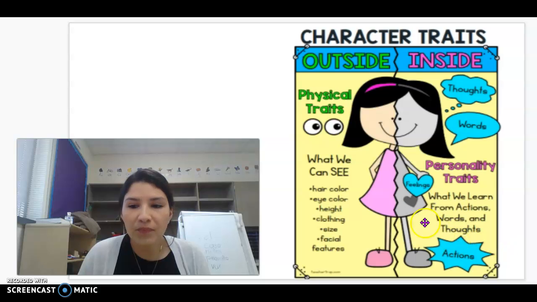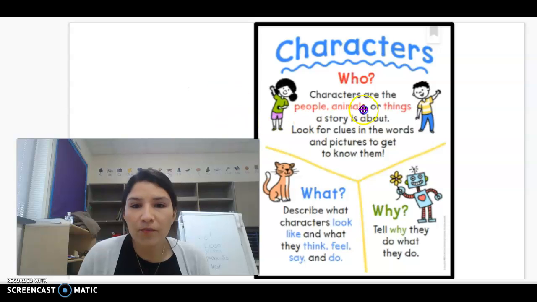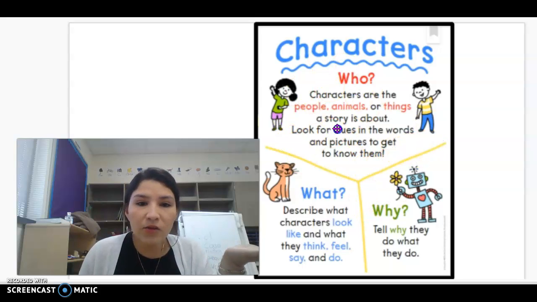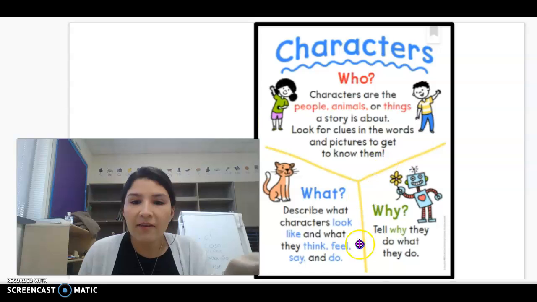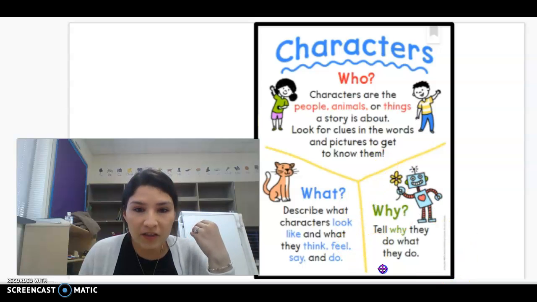So, we're going to talk about a character here in a little bit, but this is a character trait. So, who? Characters are the people, animals, or things a story is about. Look for clues and words to get to know them. So, this has to do with the personality traits on the inside. You have to get to know them and find out why they do what they do. So this is personality, okay?